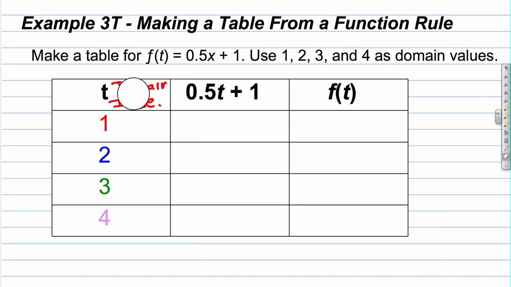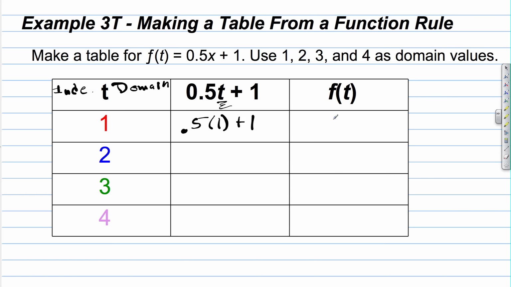In fact, I can probably write it on the other side just as well. This is our independent variable, or our domain. These are the values we're going to put in for t here. Done by hand, we'd write this as 0.5 times 1 plus 1. We can either use a calculator or the order of operations. 0.5 times 1 is 0.5 or 1/2, and 1/2 plus 1 is 1.5.